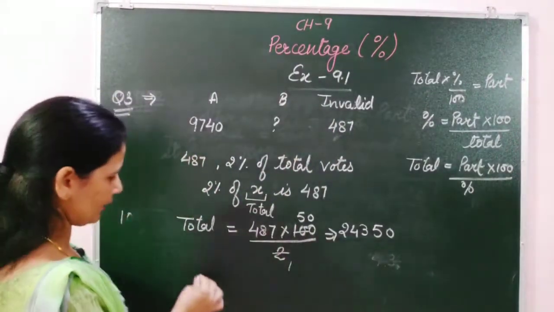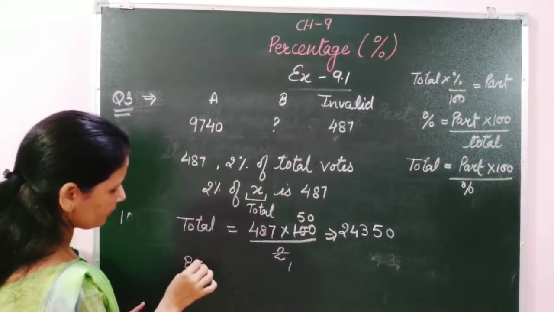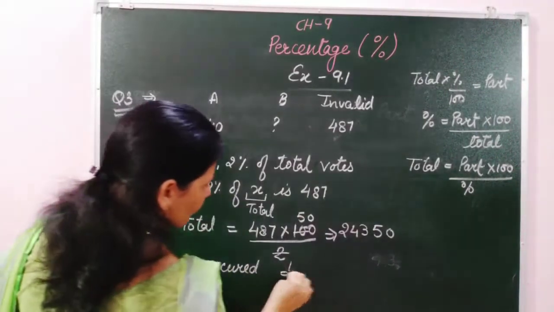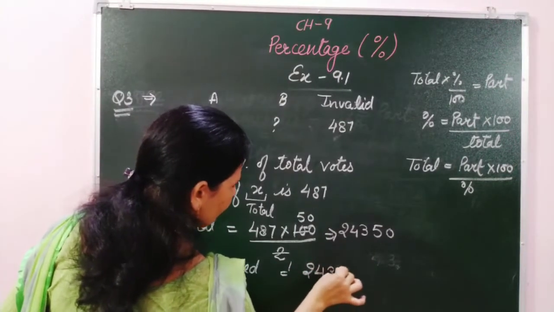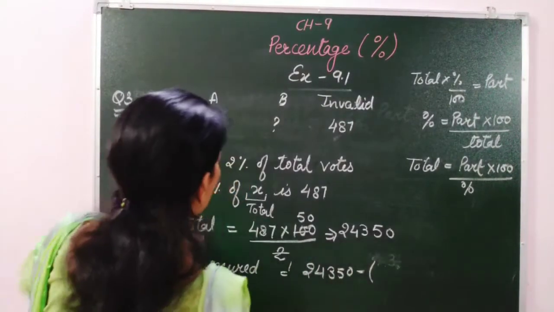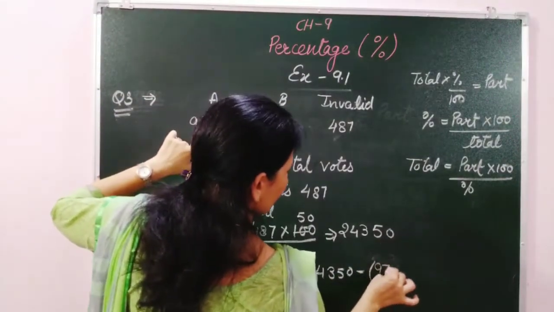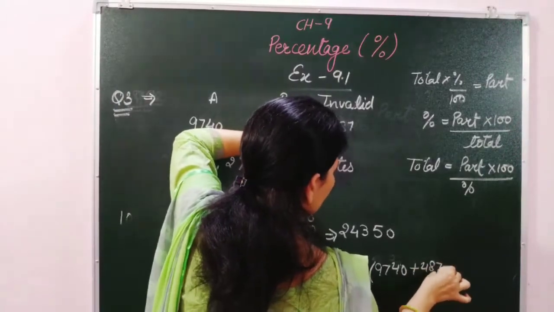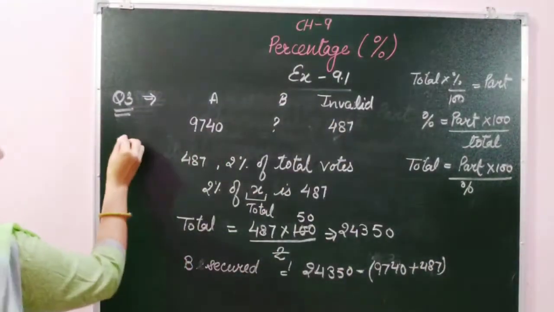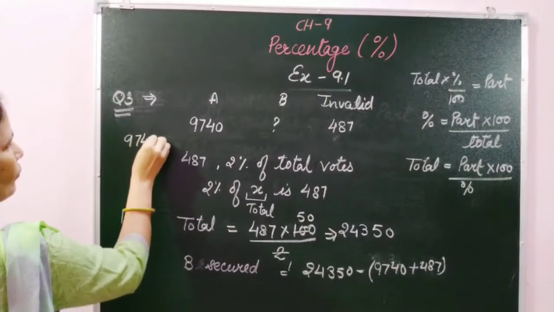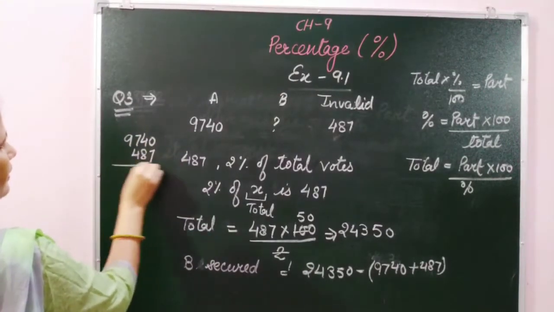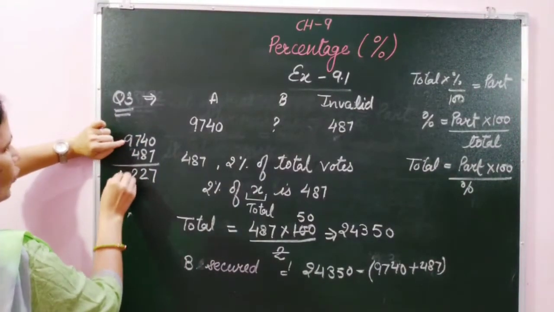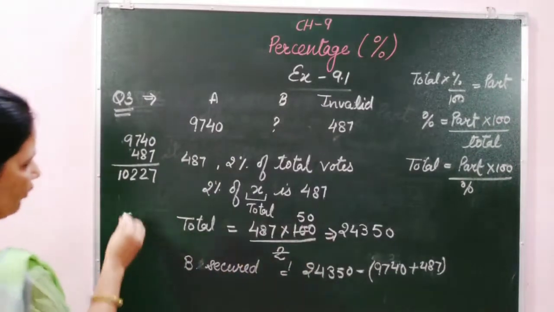Now from the total, if we subtract A and the invalid votes, then we get the votes secured by B. So how to find out? B secured 24,350 minus the sum of these two, 9,740 and 487. Okay students, now let's start this calculation. 9740 and 487. The sum: 7, 8 plus 4, 12, 7 plus 4, 11, 1, 12, and 9 plus 1, 10. And this one we subtract from the total.